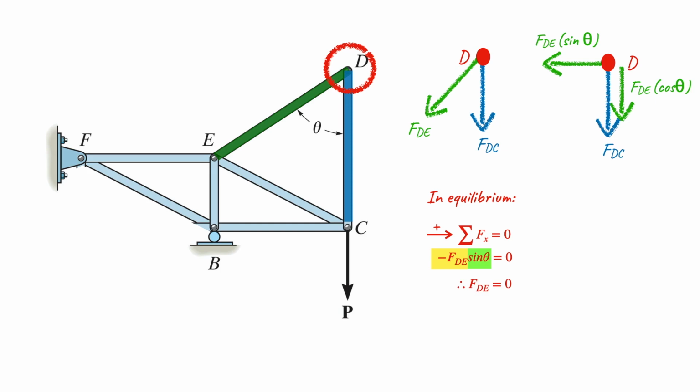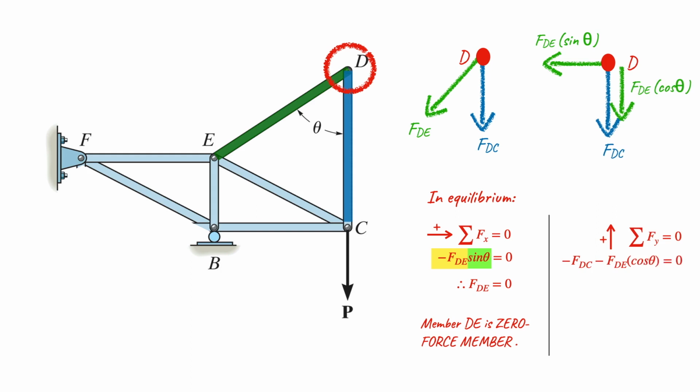So the force between joint D and member DE is equivalent to 0. So we can conclude that member DE in particular is a zero force member. Okay, so now if you apply the same equilibrium condition in the y direction, summation of all the forces in y is equivalent to 0. There are two items in the y direction: FDC, which is negative because it's pointed downward, and FDE cos theta, negative also because it's pointed downward. So these two expressions sum to 0.